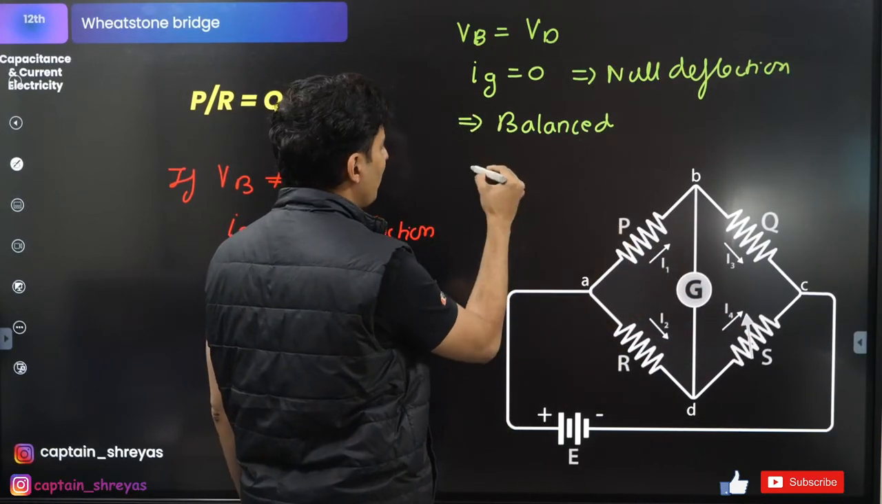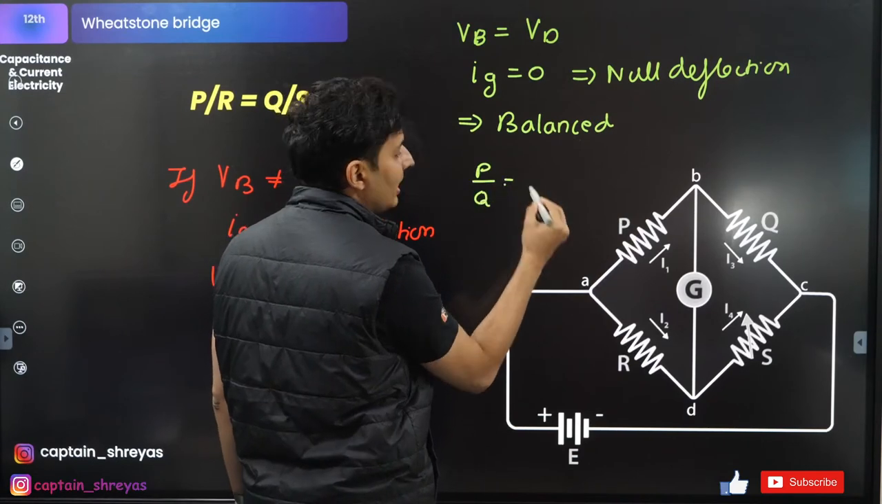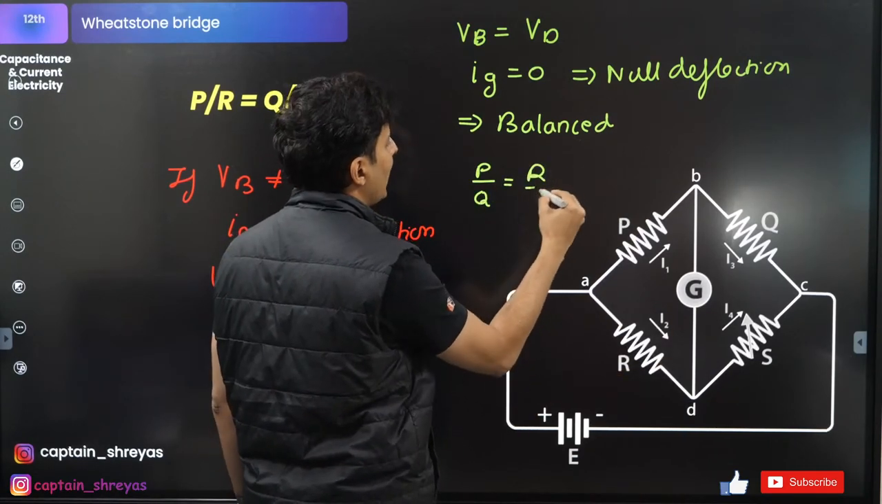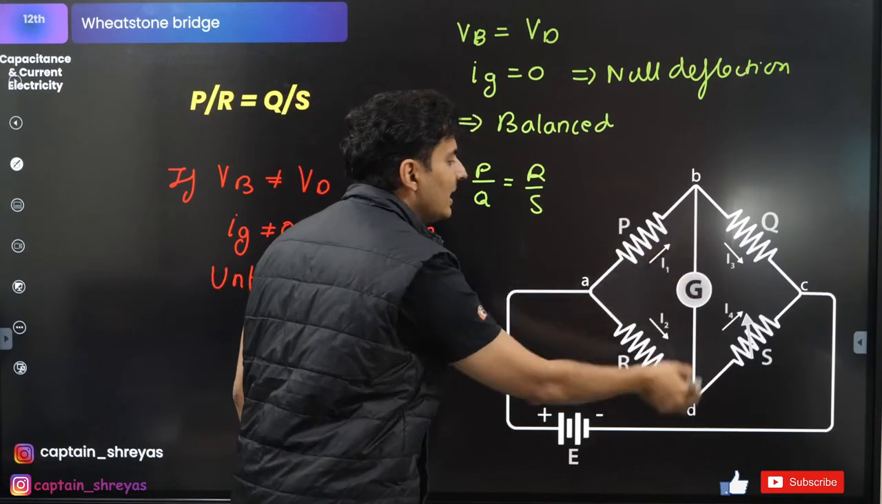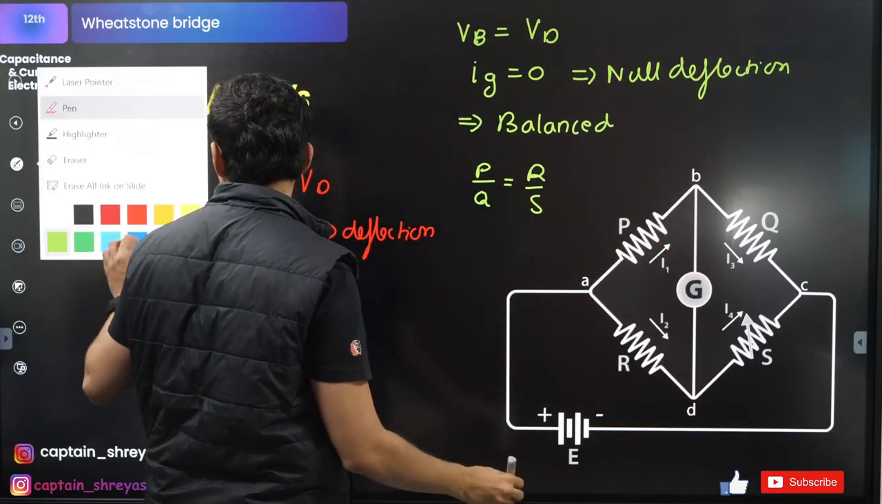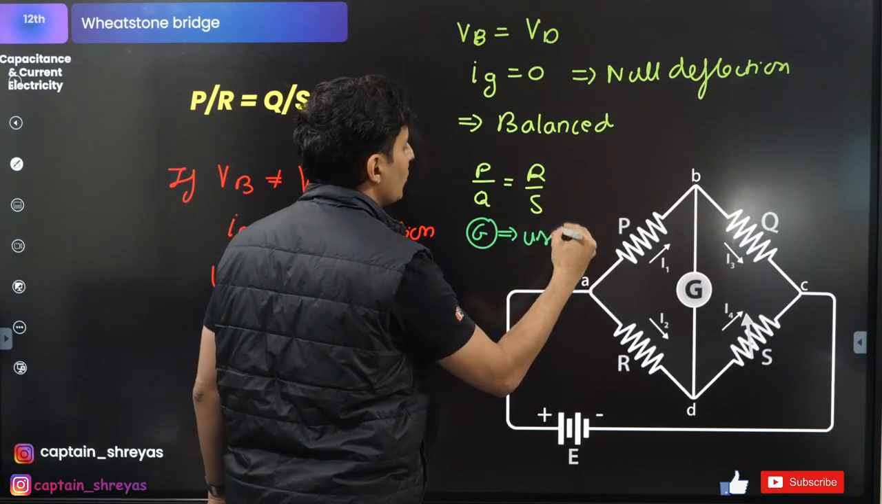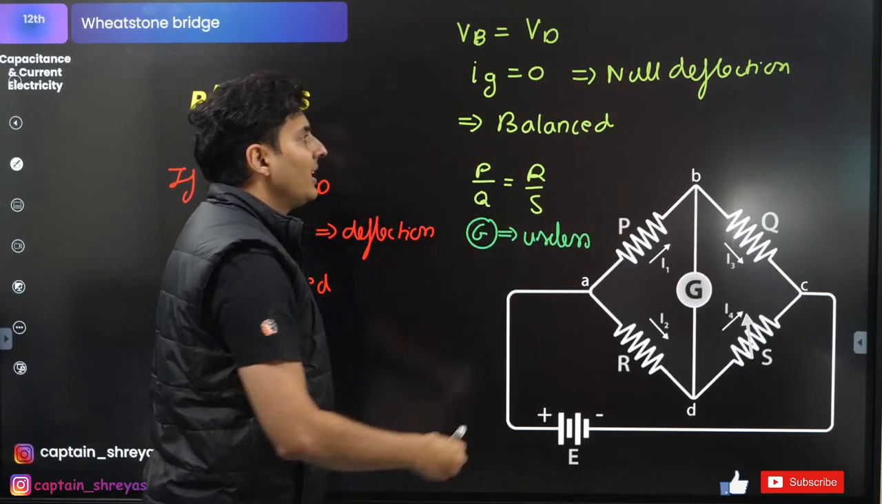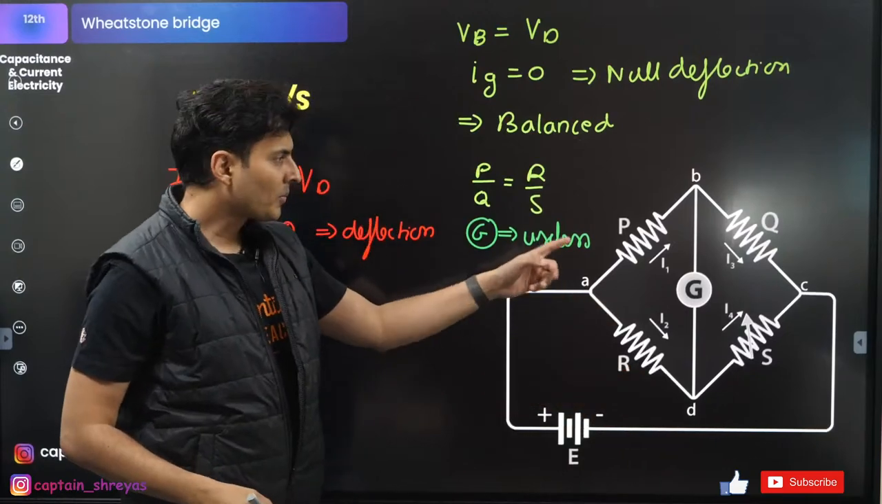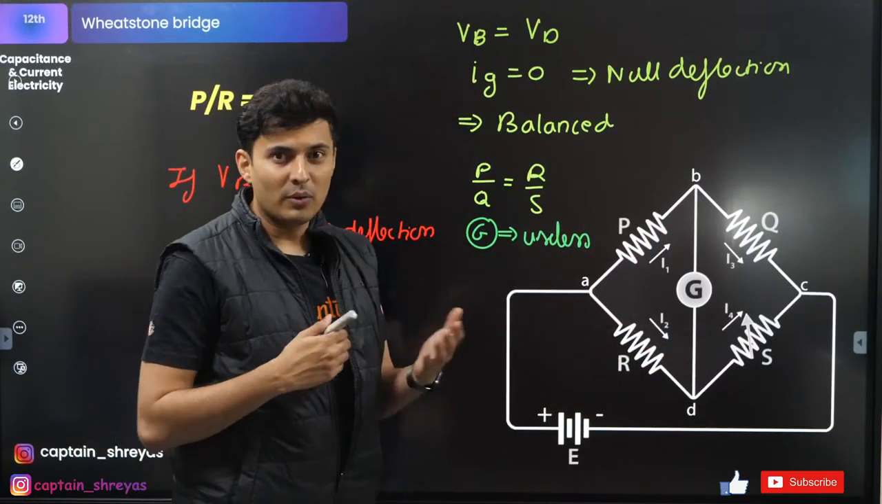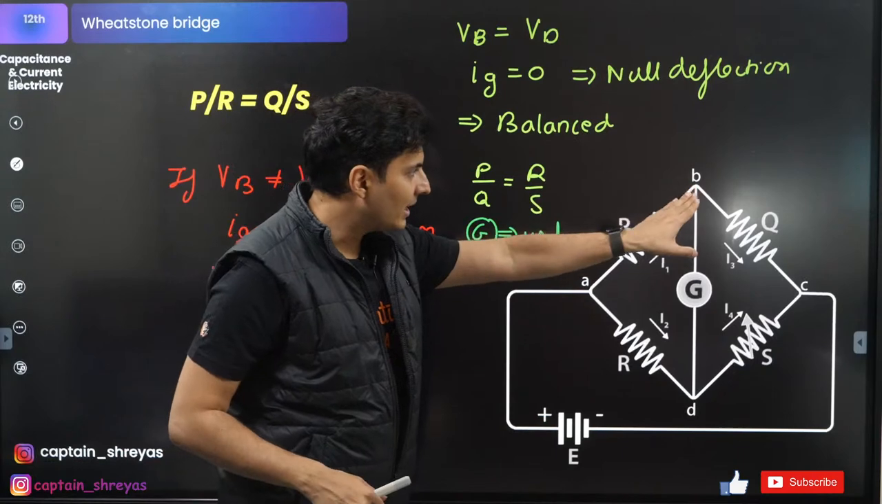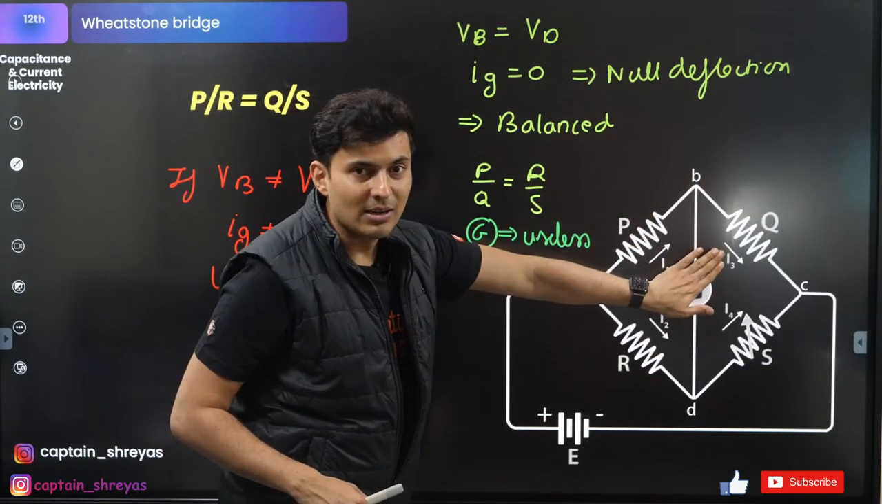This by this. So P by Q will be equal to R by S. So this is completely useless. So G is going to be completely useless. It's basically a completely useless device. So whenever it is a balanced Wheatstone, that is, the ratios are equal for the resistance, then whatever is connected in between can be completely forgotten.